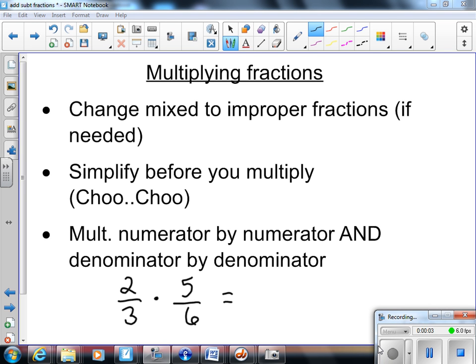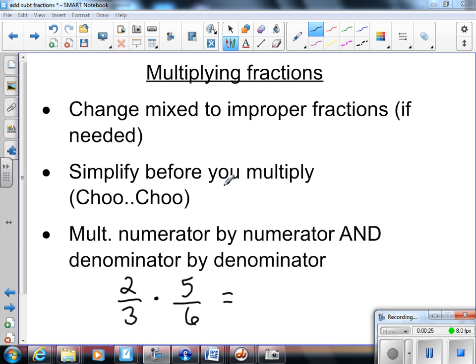Today we're going to be working on multiplying fractions. If you've experienced it, the first step in multiplying fractions is that we need to change any mixed numbers to improper fractions if you need to. In the first example we're going to do, both of them are already fractions, so do I need to change anything? No, so I skip the first step.